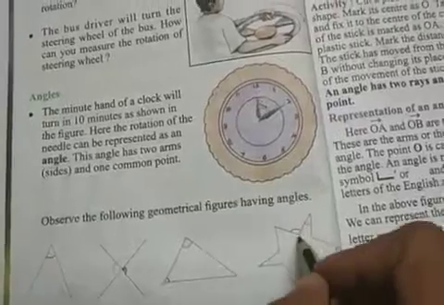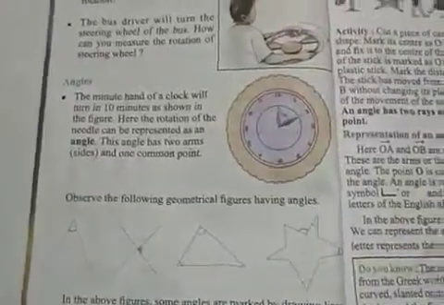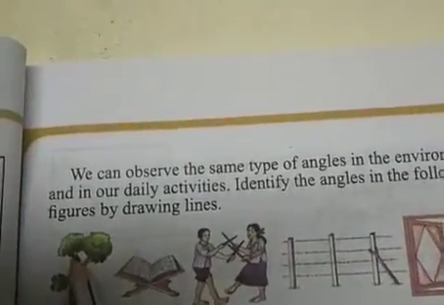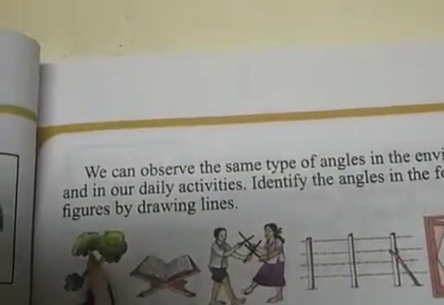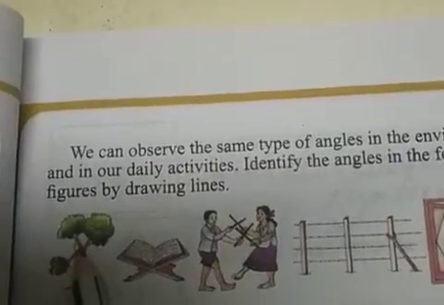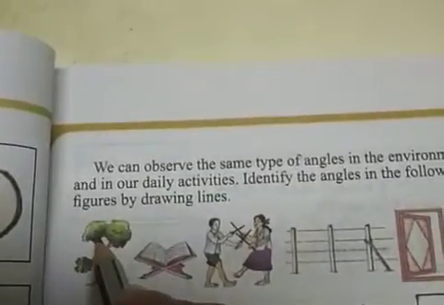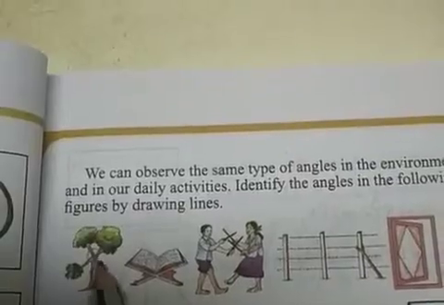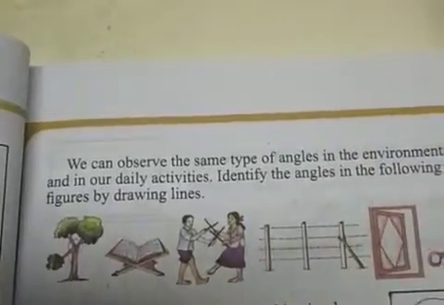So in a given figure, if you have two arms and one common point, then we can find an angle formed by it. Now some more examples that you can see in nature. If you look at this tree here, you can see this is an angle. What is the reason? There are two arms and one common point here. Similarly, here there are two arms, one common point. Here, all these are angles which are formed.